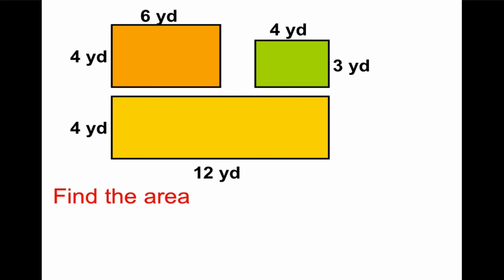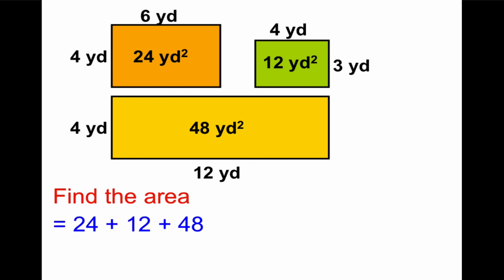Okay, so now you can find the area of each individual rectangle. The orange one is going to be 6 times 4, the green one 3 times 4, and the yellow one 12 times 4. So we've got 24 square yards. 3 times 4 is 12 square yards, and 4 times 12 is 48 square yards. And we add those three together to get a grand total of 84 square yards for the composite figure.